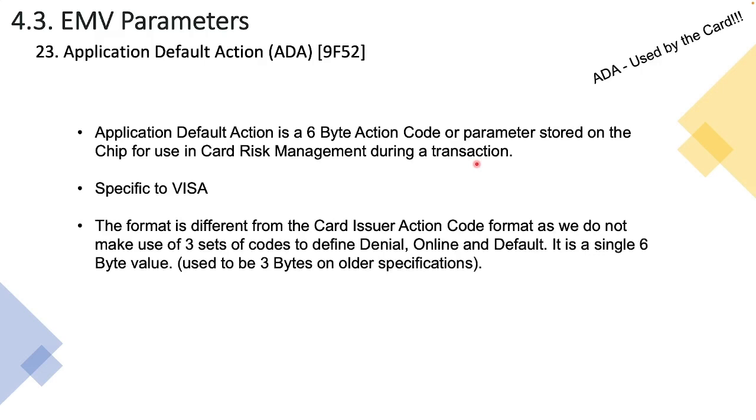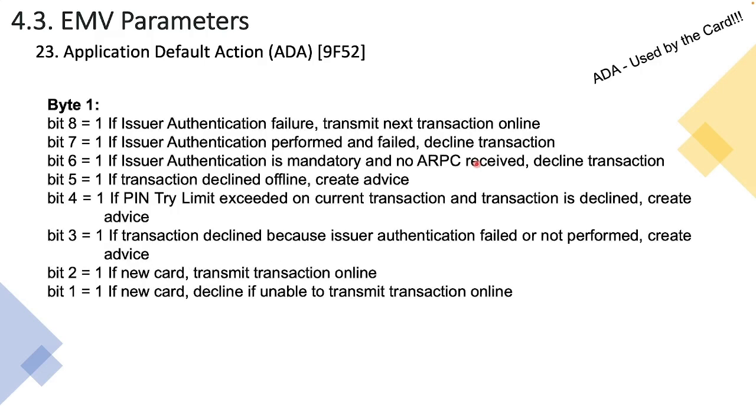The format is different from the card issuer action code format, as we do not make use of 3 sets of codes to define denial and default. So in this, for Visa ADA, we don't use the system of 100, 010, and 011, right? Instead, ADA looks like this, right? So you have byte 1, and let's look at some of the bits. It says, if issuer authentication failure, transmit next transaction. So you can say that if a transaction is declined because of issuer authentication failure, you can set a flag.